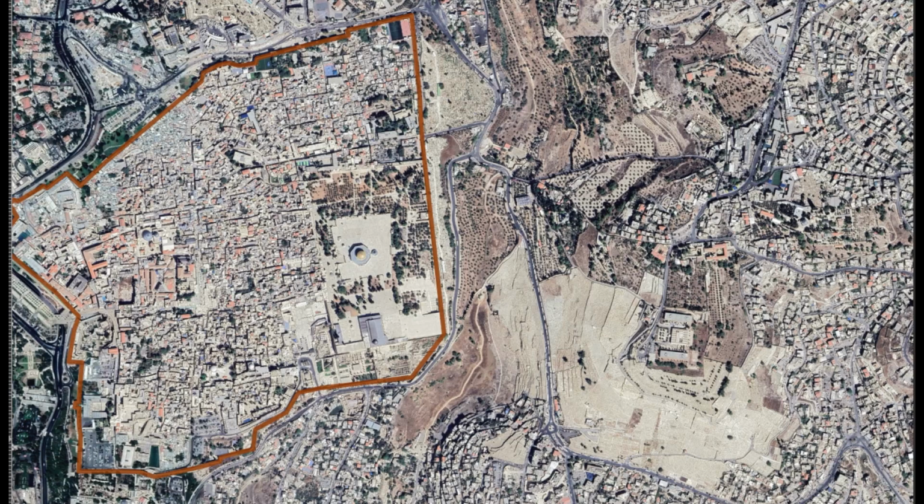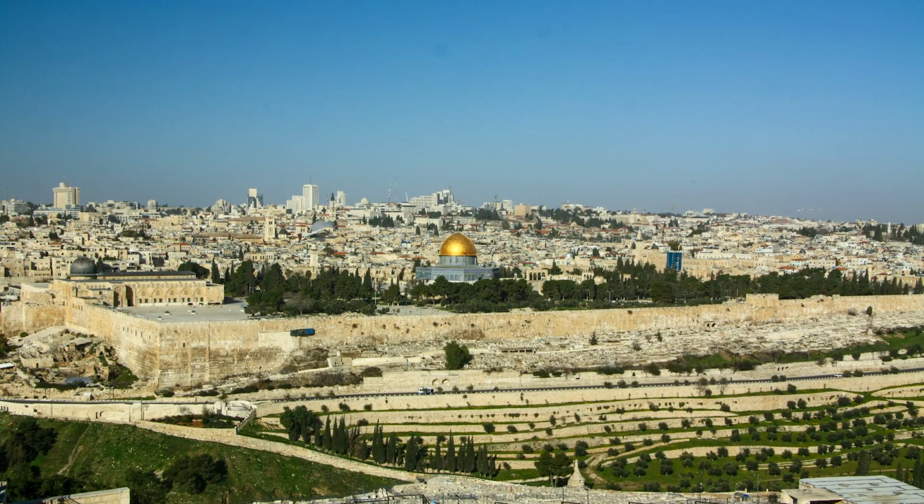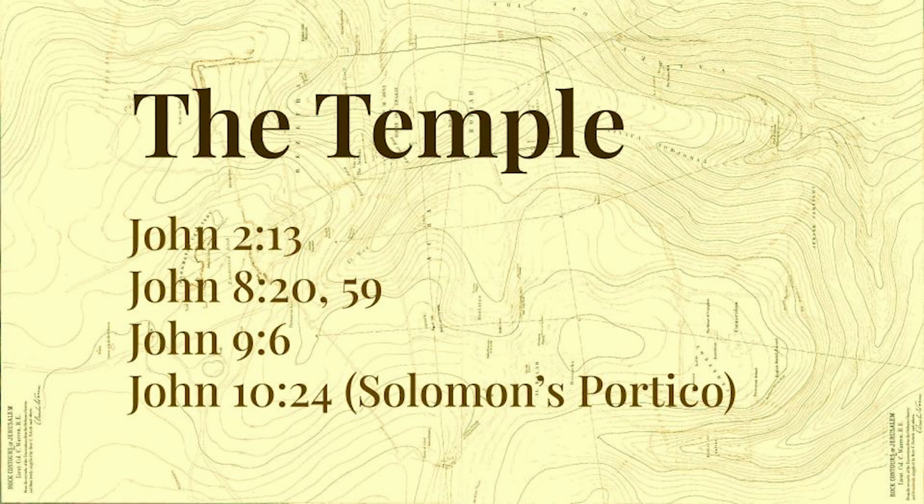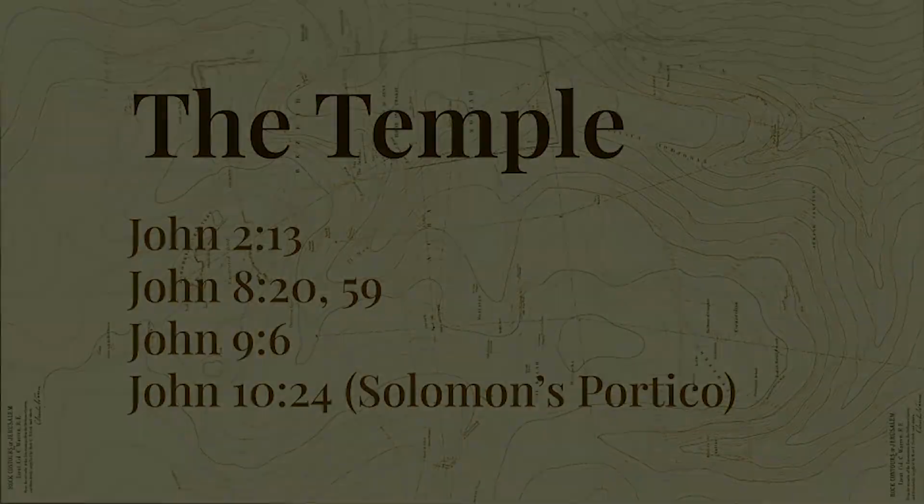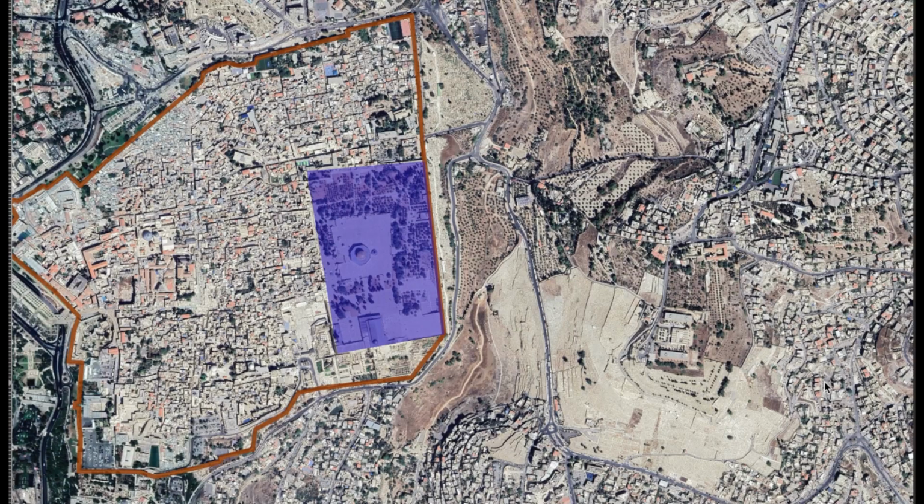And this is roughly where the Dome of the Rock is today and what is believed to have been the temple in the time of Herod and then Jesus. So those are two of our big main landmarks that are still visible today and that we can base some of our other things on.